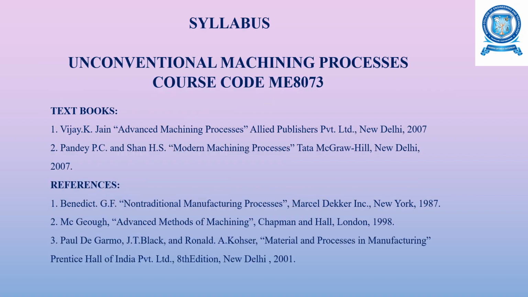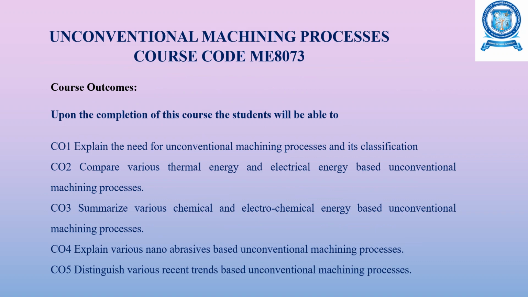So these are all the textbooks and reference books for this unconventional machining process course. And the course outcomes. So upon completion of this course, the students will be able to explain the need for unconventional machining processes and its classification on completion of unit 1.